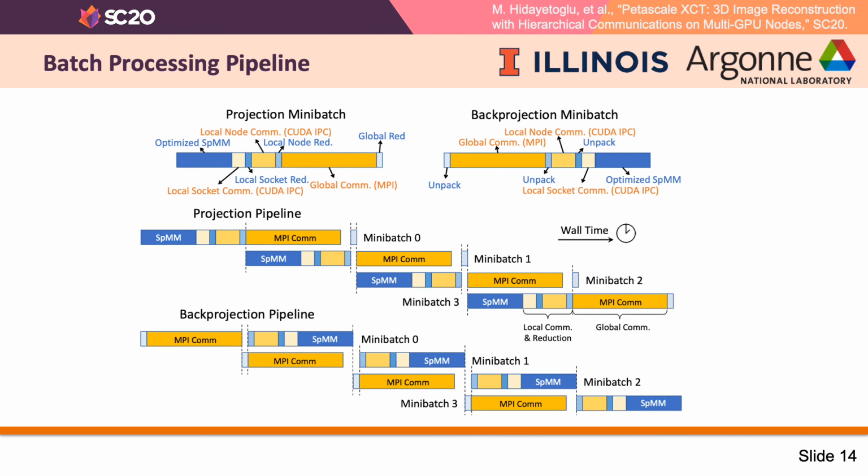Lastly, we pipeline the batch processing to hide communication overhead further. This takes full advantage of the 3D nature of data. The pipeline overlaps the global communications across nodes with the local GPU computations and communication within nodes. This overlapping strategy brings an extra 21 to 29% saving for the end-to-end execution time.